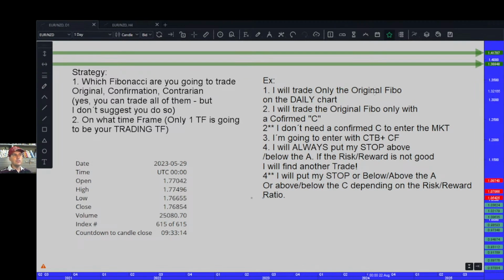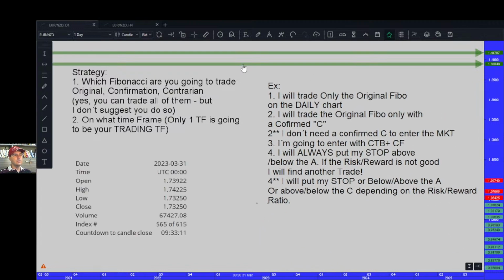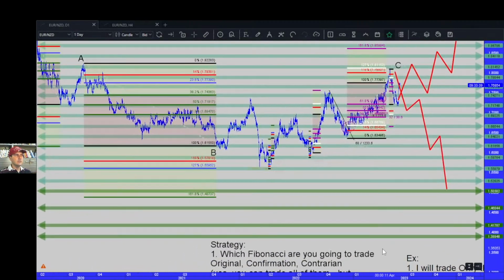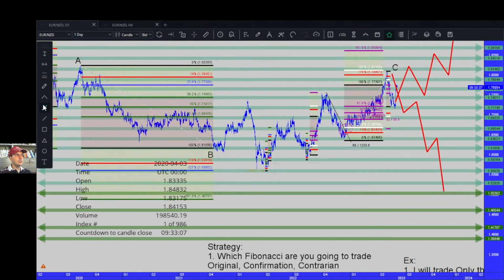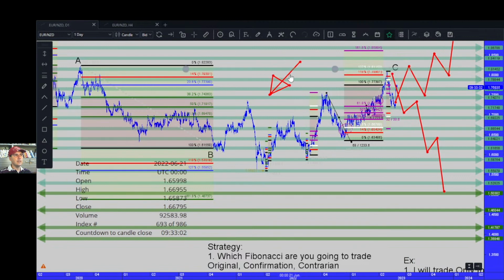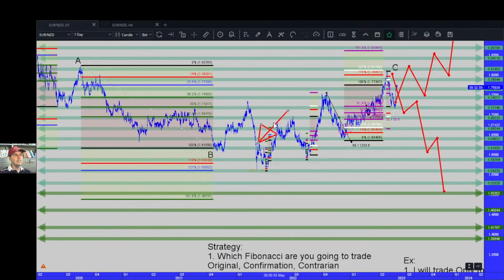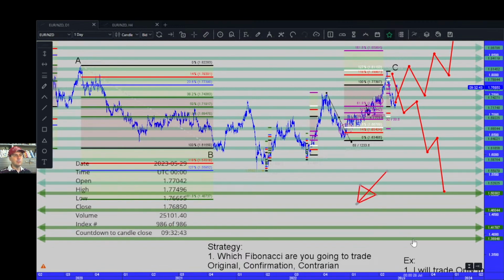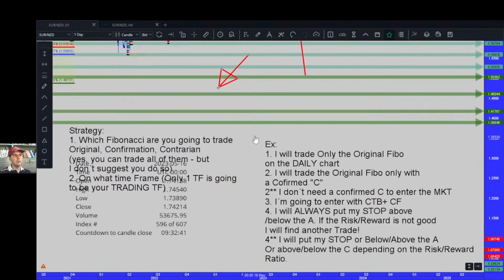I will trade only the original Fibonacci on the daily chart. So according to this rule, and it's just an example, I could be trading, or I could have been trading this downfall, right? Or maybe this downfall, or maybe this downfall, whatever may be the case. Okay, so I could be shorting the market, but for sure I cannot go up. I cannot buy the contrarian. Why not, boss? Because it's a rule from my example.